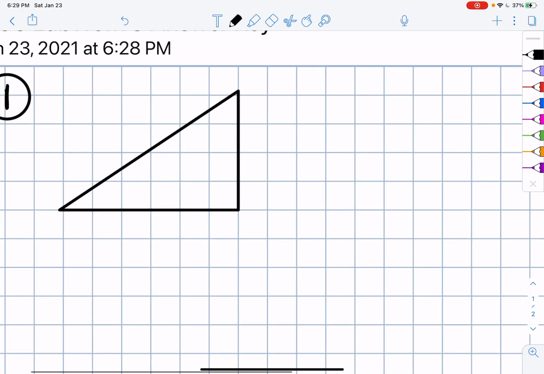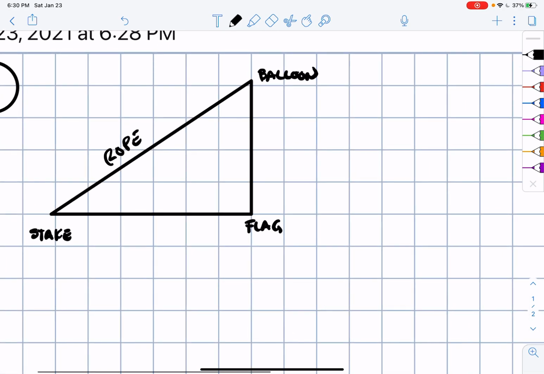Let's do it this way. Here's a rope, right? Here's a flag. And here's the, what is it called? Stake. Balloon. I almost thought that I spelled balloon wrong, but I didn't. It says that the breeze blows the balloon so that the rope is taut and directly above the flagpole. And the flagpole is 20 feet from where the rope is staked down.